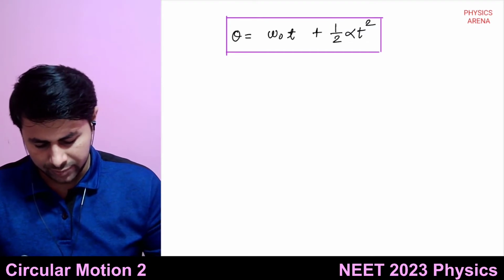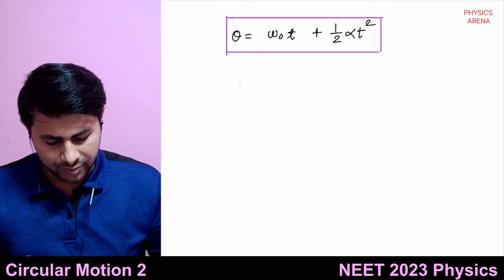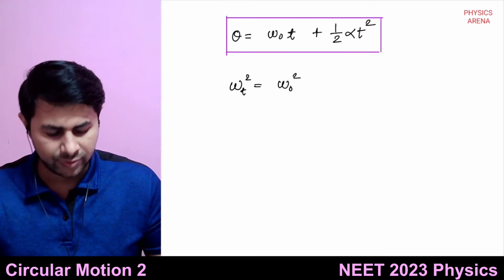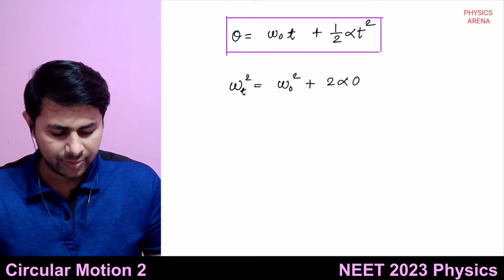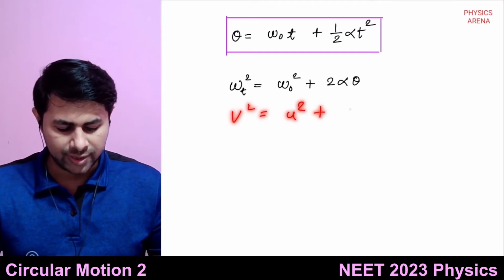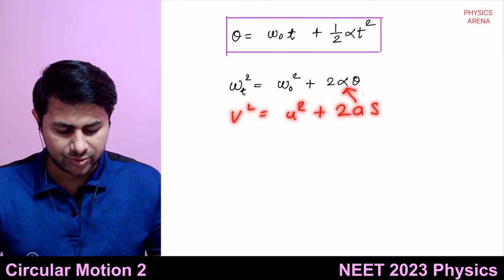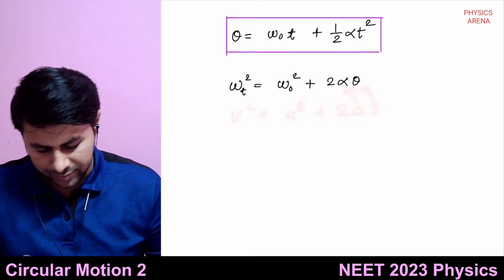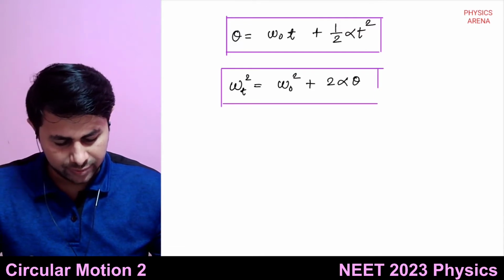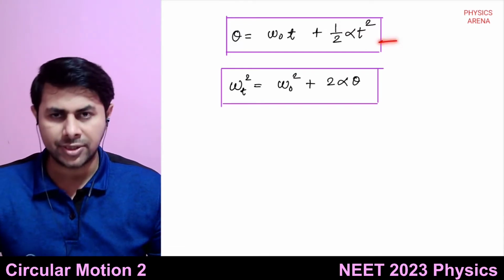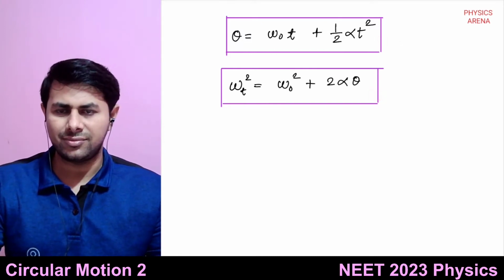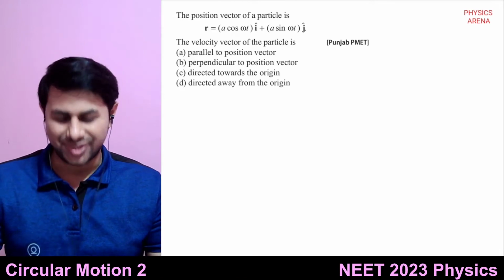Okay, and then we have omega t square equals omega 0 square plus 2 times alpha theta. Okay, so v square equals u square plus 2 times as. A changes to alpha, s changes to theta. Right, it's very simple. So this is the second kinematic equation, this is the third. So is it clear?